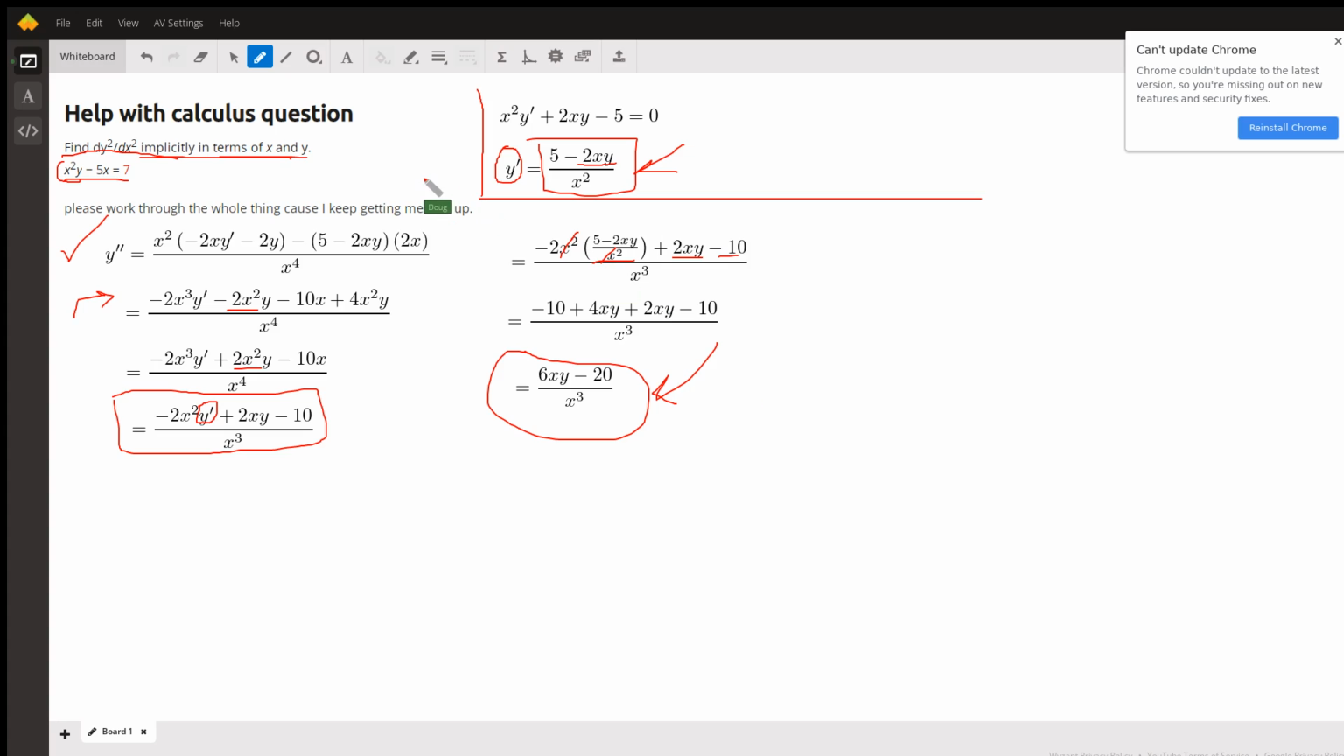Okay, there you go. Hope that helped. Pause the video here and there and make sure you can duplicate the algebra.